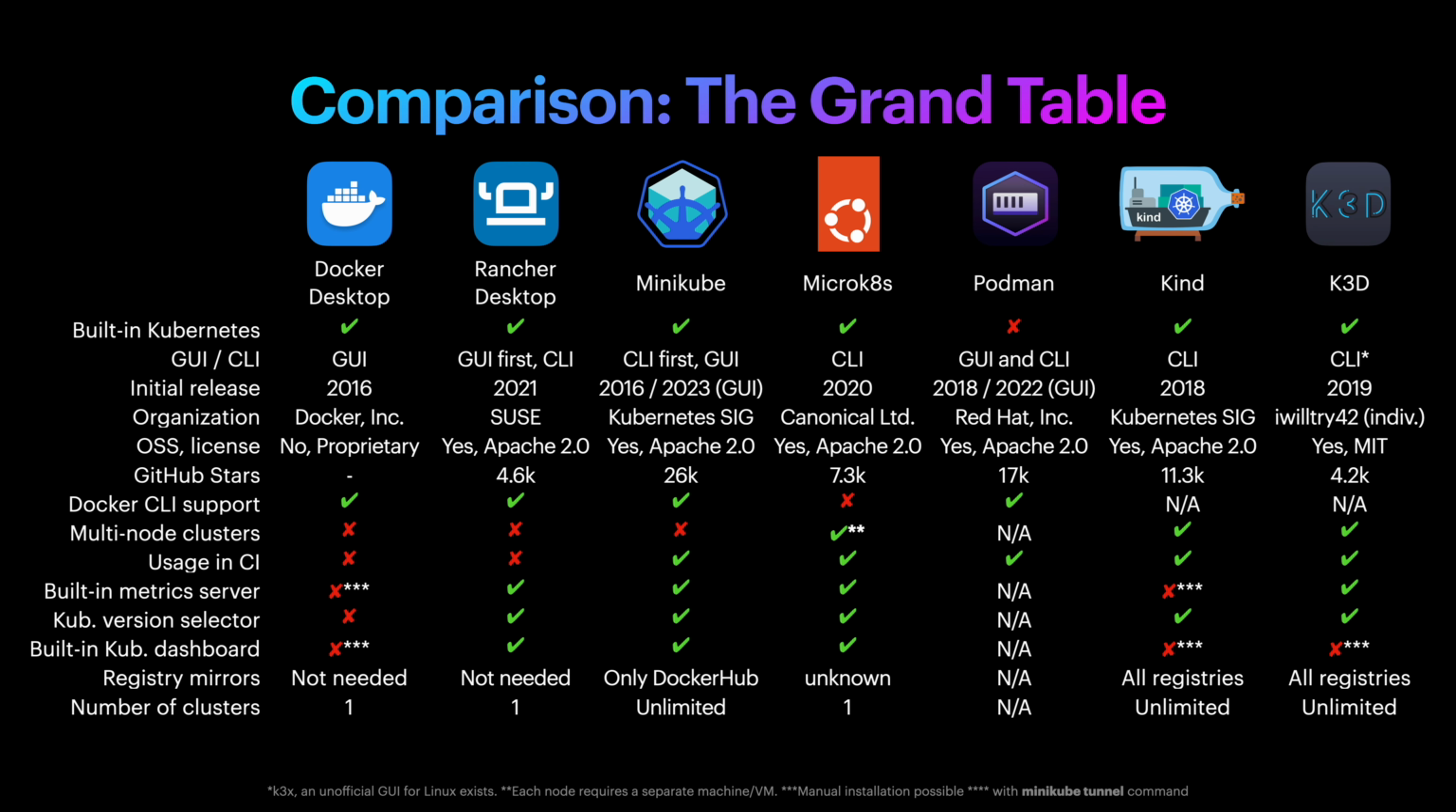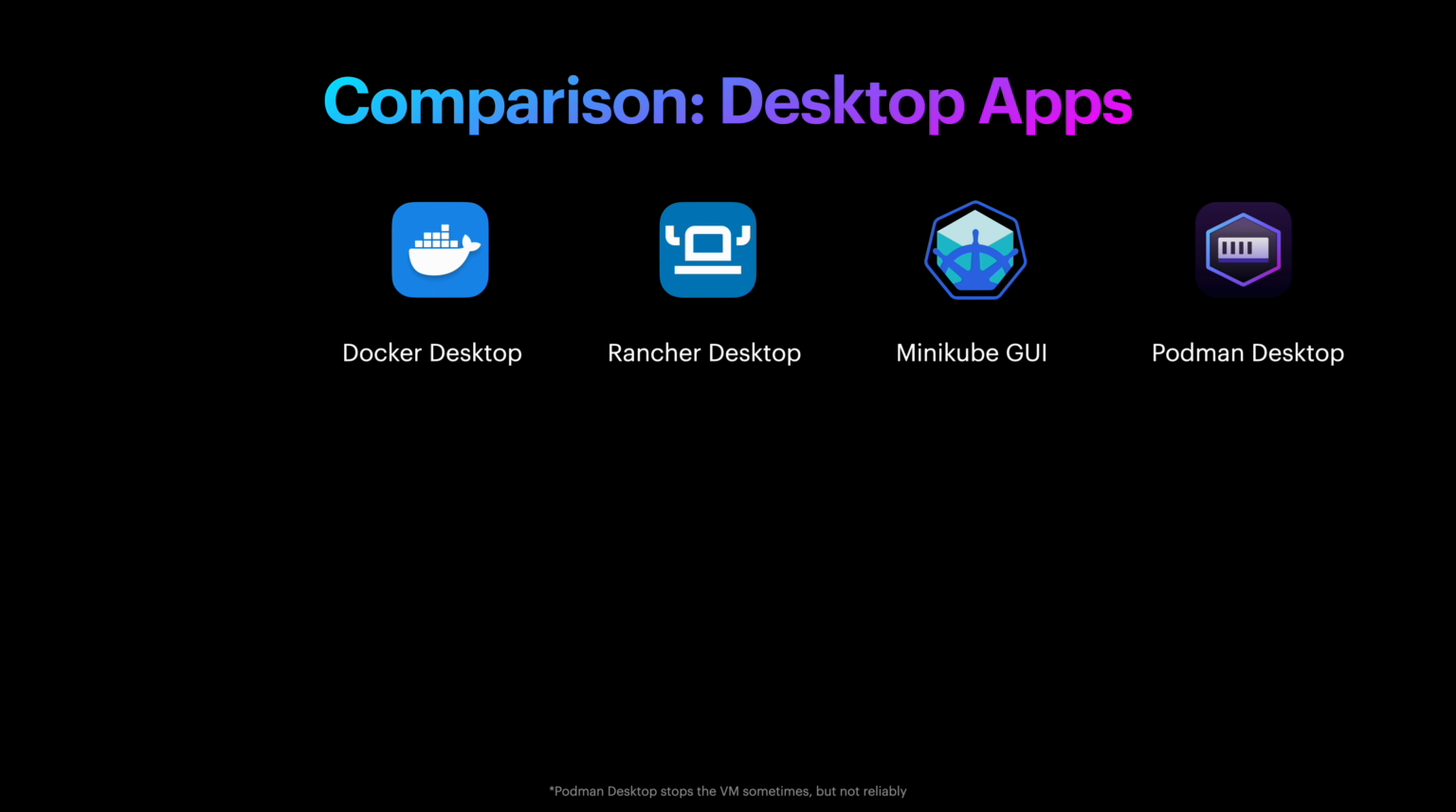Next, whether it's possible to have more than one cluster created at the same time. K3D, Minikube and Kind offer this, the others don't. And finally, whether there is support for services of type LoadBalancer. We saw this in Challenge 4. Docker and Rancher Desktop and K3D offer this, the others only conditionally. That's it for the grand comparison table. Let's do another final and smaller table for just the 4 desktop apps.